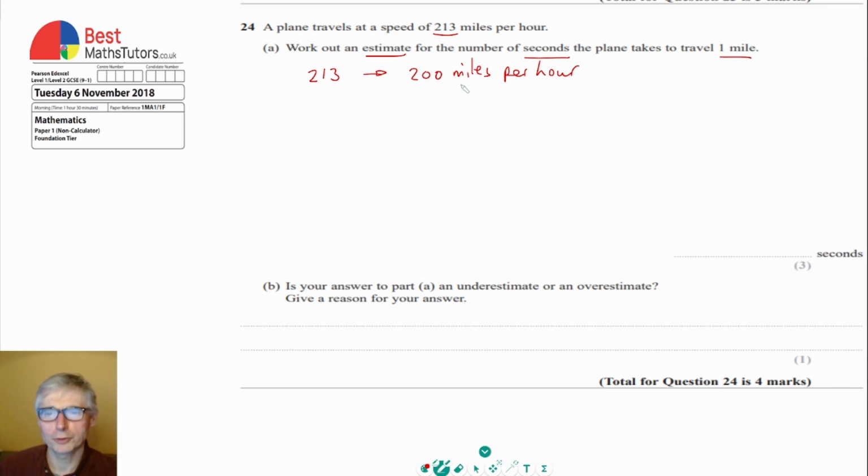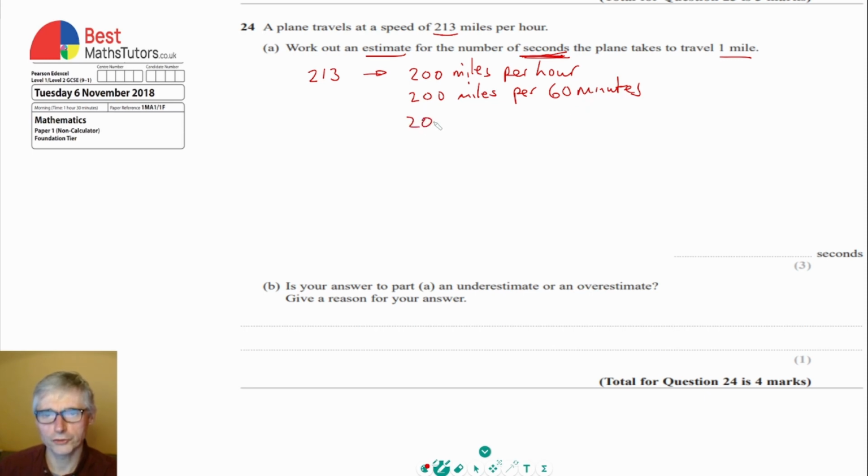So if we know that we're doing 200 miles per hour, we can see that the question is actually asking us to work in seconds. So what we're going to need to do is convert this hour into seconds. As an intermediary or middle step, what we can do is convert the 1 hour into minutes. So that would mean that 200 miles could be done in 60 minutes, because there's 60 minutes in an hour. The next step is to convert that 60 minutes now into seconds.